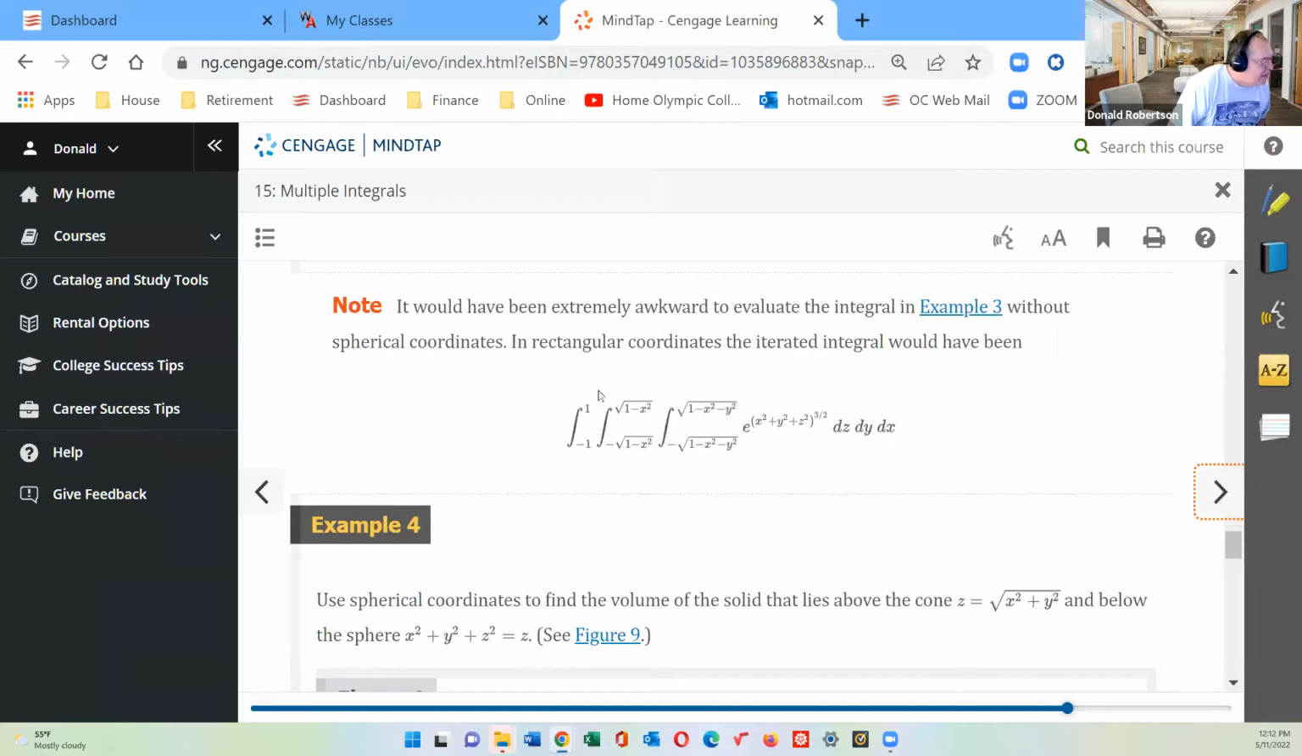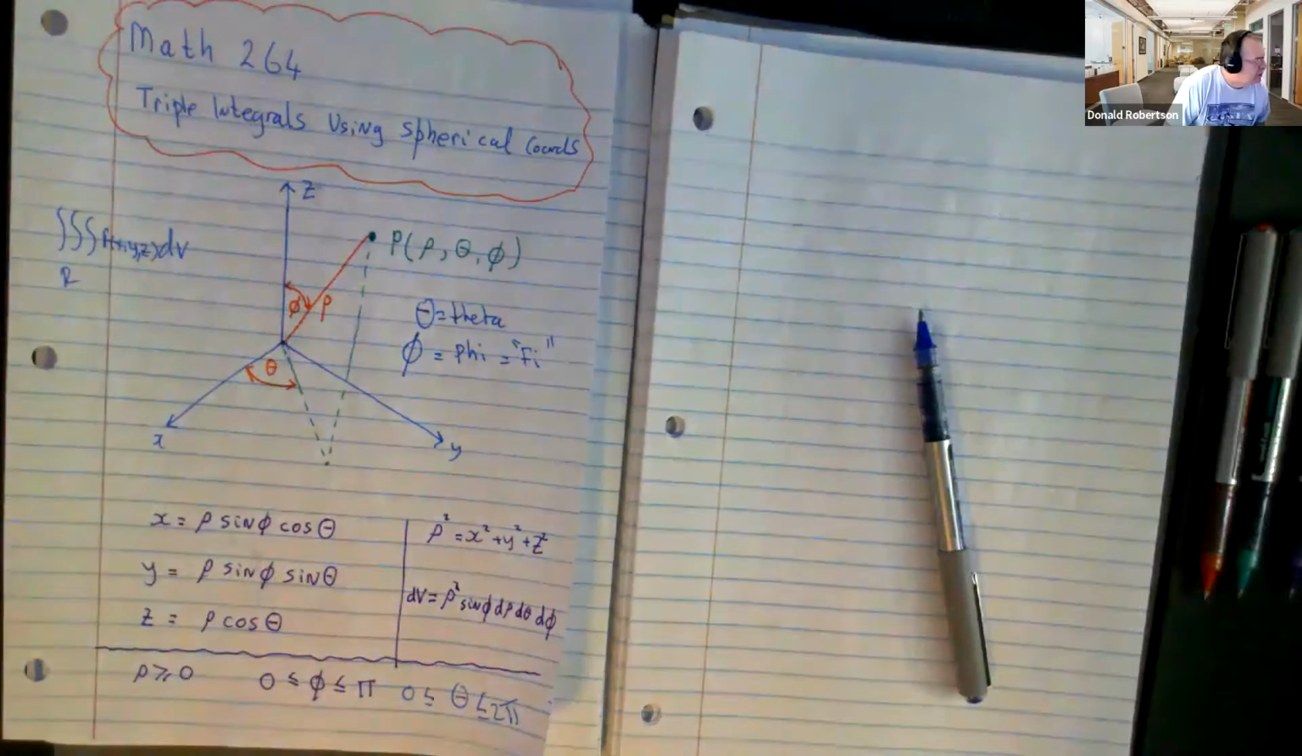Oh, that's what a question would look like if you try to do it with x's and y's. Can you see how ridiculously impossible that integral would be? Right, this is basically a sphere being integrated, and there's a function. Not really your best friend. So let me stop that share, and let's look at some questions on spherical coordinates.